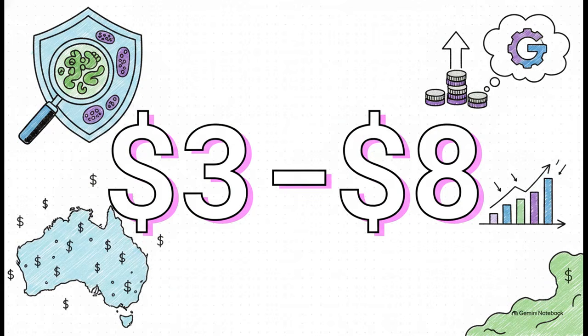To put that into perspective, let's look at some real-world data. Take the Australian market, for instance. If you're bidding on niche environmental search keywords, things like mold or bacteria inspections, you're typically going to be paying anywhere from $3 to $8 per click in Google's auction. That's the hard cost going straight into the search engine's pocket.